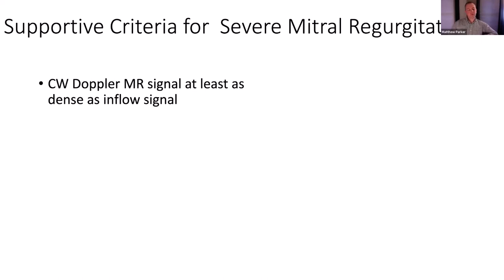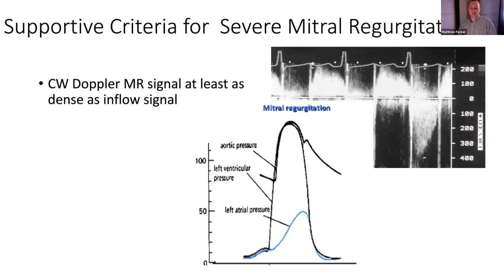Other signs of severe volume loading. A CW Doppler signal of the mitral regurgitation that's approximately as dense as the inflow signal. Again, this is the same regurgitant fraction of 50% concept at work. If there's as many red cells here as there are here, both of these signals will be equally dense. And a key thing, usually you only see this in somebody crashing in the CCU, but this triangular Doppler signal means that you can almost see with your echo eye the V wave that's building up in the left atrium to push back as the ventricle empties into it.